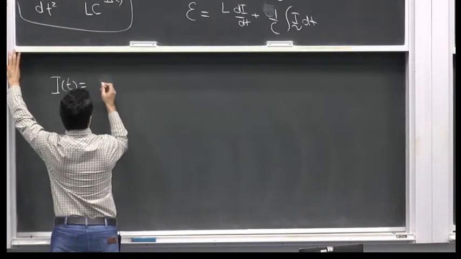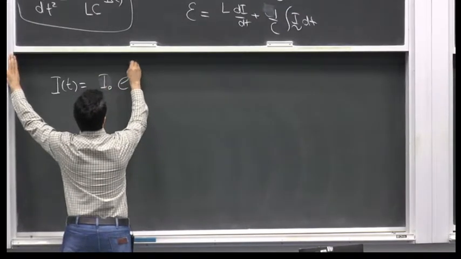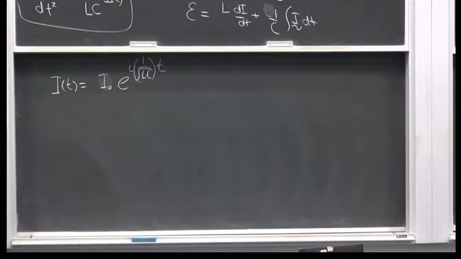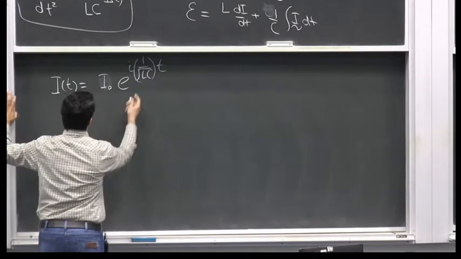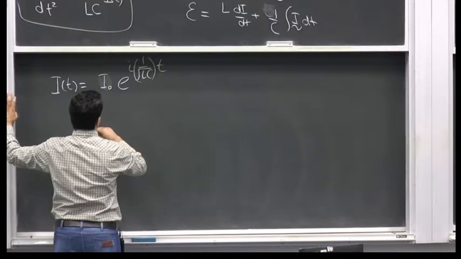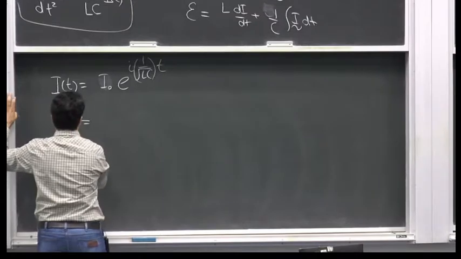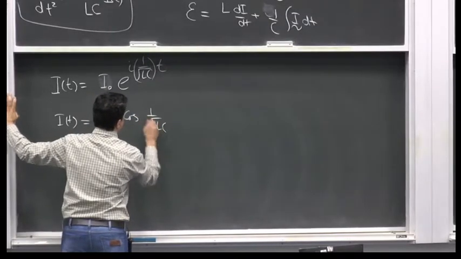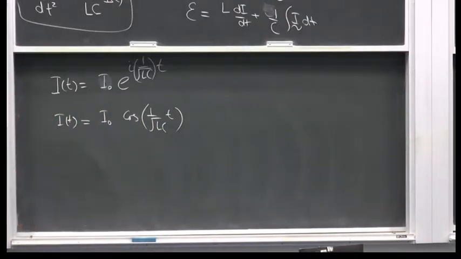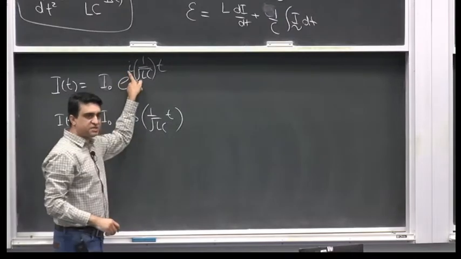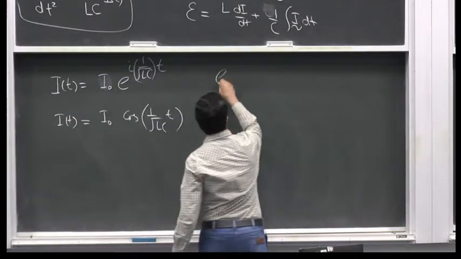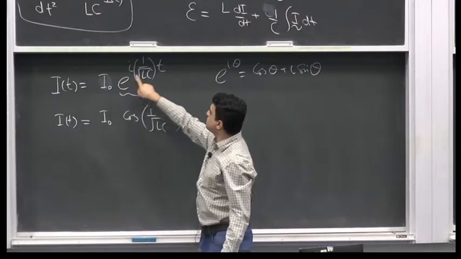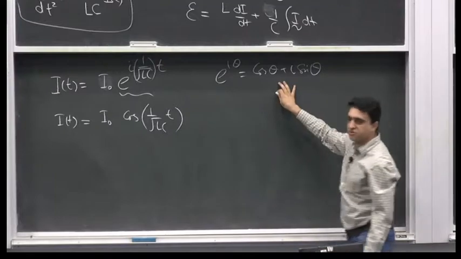That would be equal to a certain constant, let's say I naught, e raised to the power i over square root of LC t. You can write it as I naught cos of t over square root of LC, or you can also have a sine. Whenever you have an exponential with an i in the exponent, it would be a cos or a sine function. So such an exponential with an i in the exponent will give you an oscillatory solution.